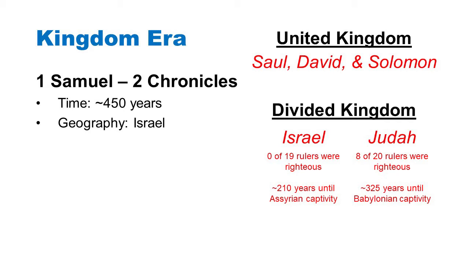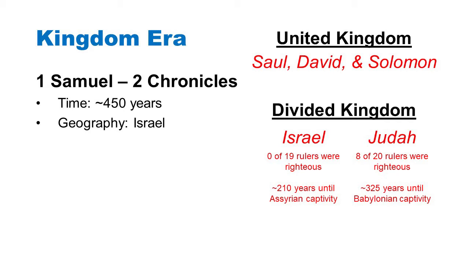And so finally, after about 210 years as a kingdom, they are essentially wiped out by Assyria, carried off into captivity, and they never really reform as a nation of Israel. There is still a remnant within those tribes, but they never become a nation of their own again. Judah fares a little bit better. They had 20 rulers. All of them were of the line of David.